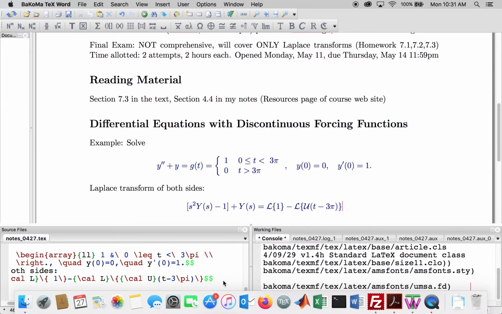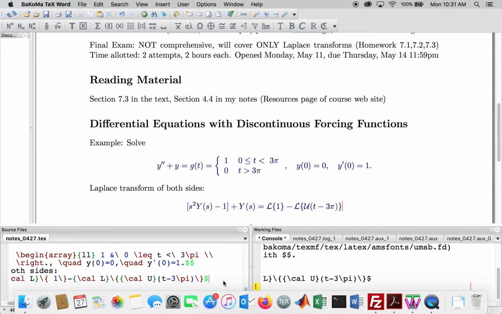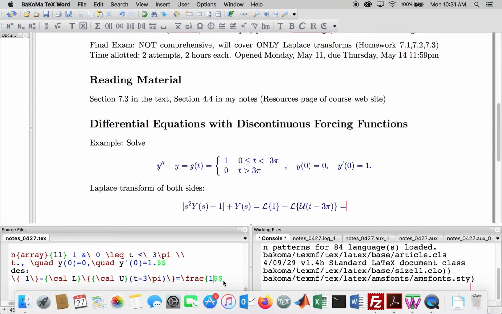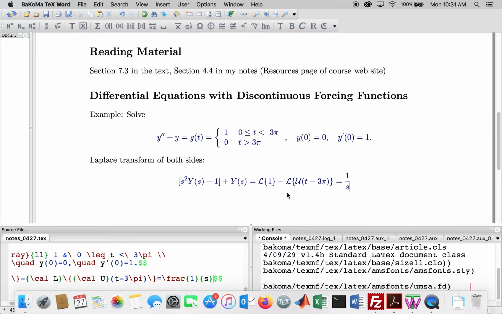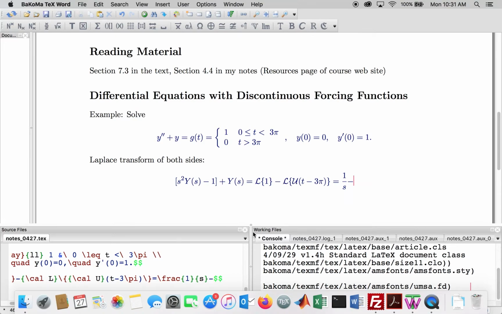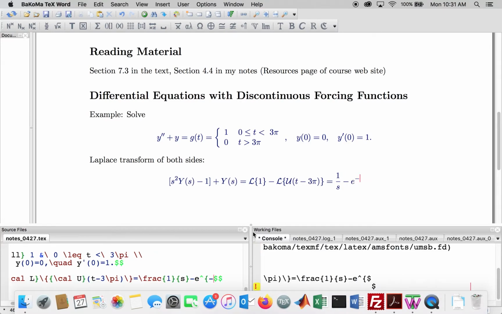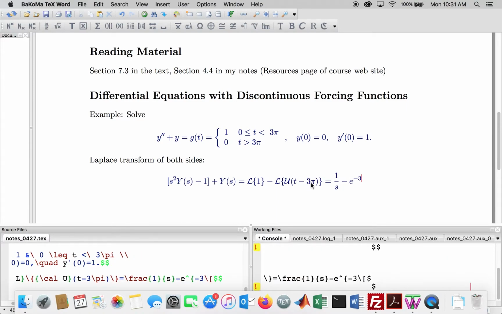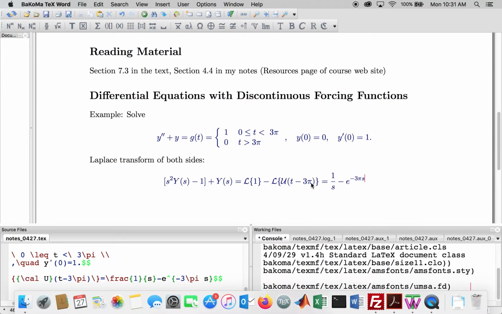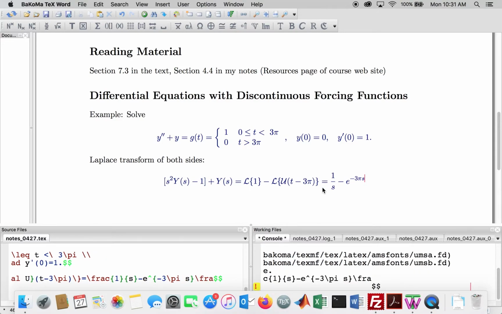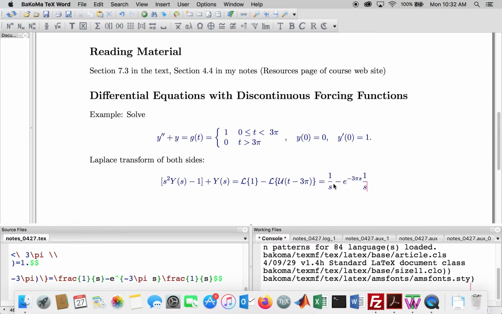All right, so then the transform of that: 1 over s for this term, and then the transform of this unit step function is equal to e to the minus, and then whatever value is being subtracted here, 3 pi, times s, times the Laplace transform of whatever function is multiplying the unit step function. Well, that function is 1, so we again have 1 over s. Okay, so that's the Laplace transform of the right side.